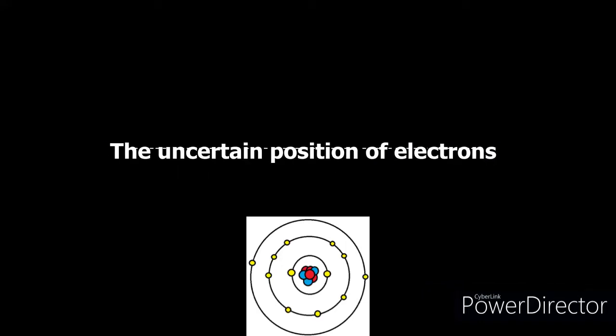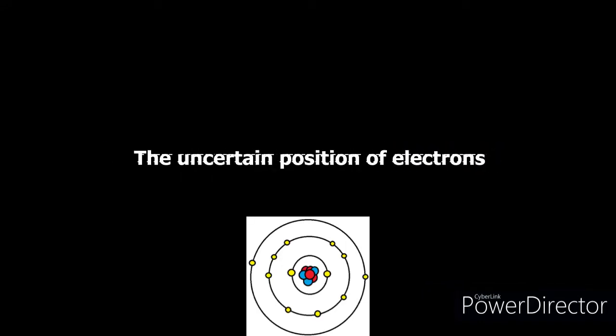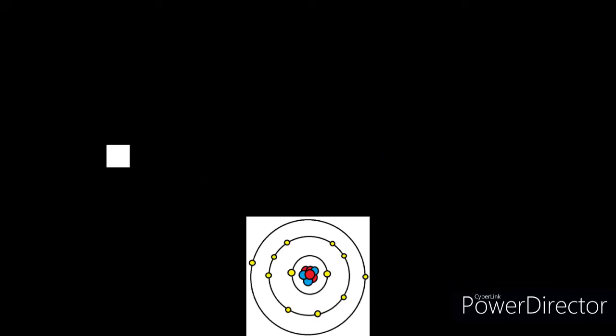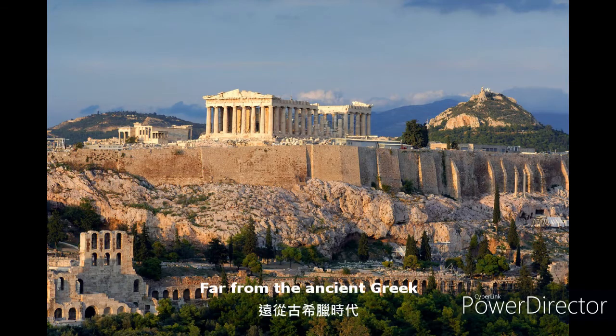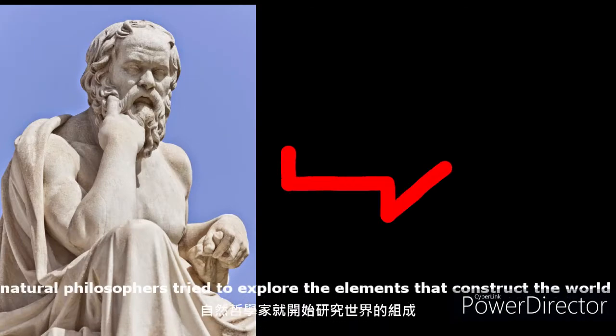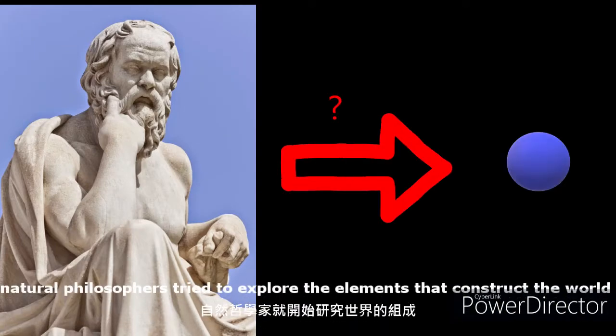The uncertain position of electrons. Origins. Far from the ancient Greek, natural philosophers tried to explore the elements that construct the world.